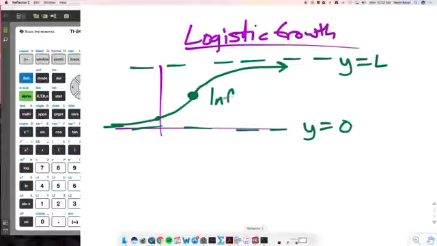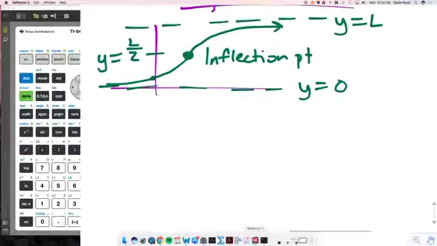Remember the inflection point? The inflection point is where the curvature changes. It's where the graph is growing at the fastest rate. And we know that it's always going to live at y equals what in relation to the upper limit to growth? At half of it, right? So if I call the limit to growth y equals L, this is going to be at y equals L halves, halfway. So that would be logistic growth.